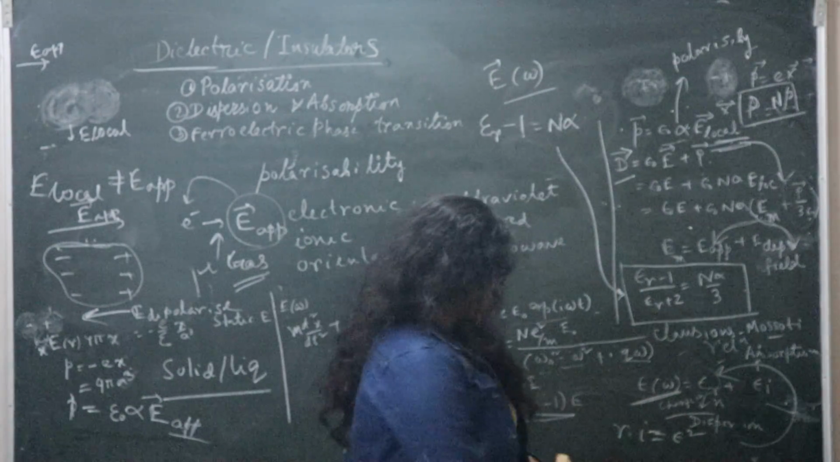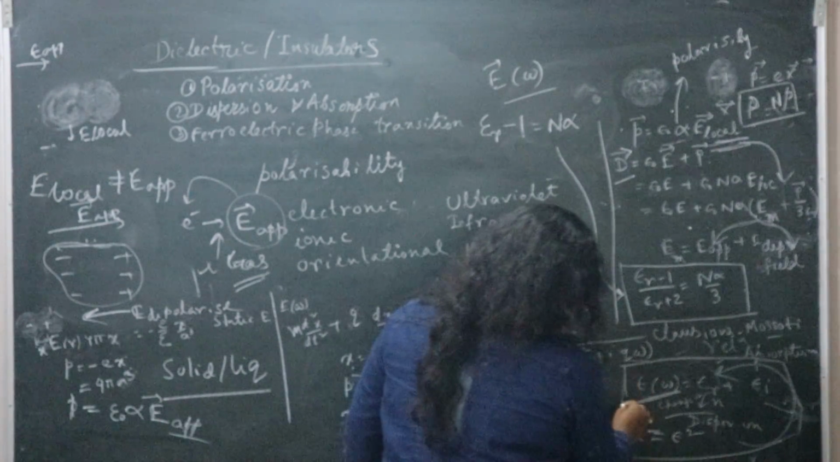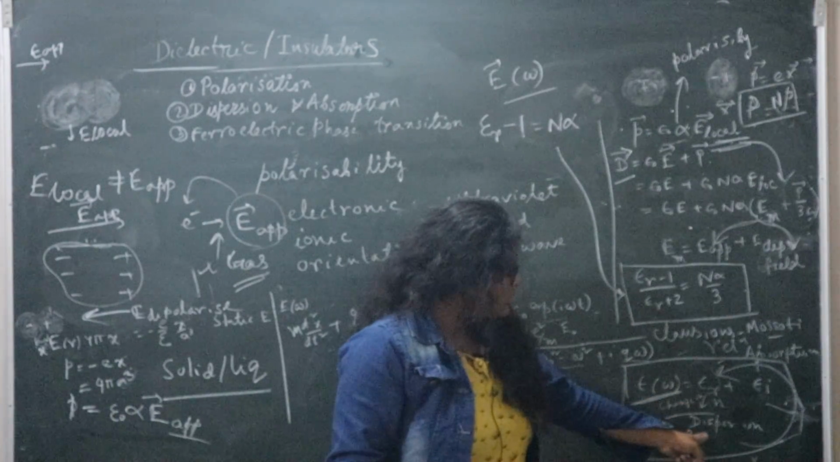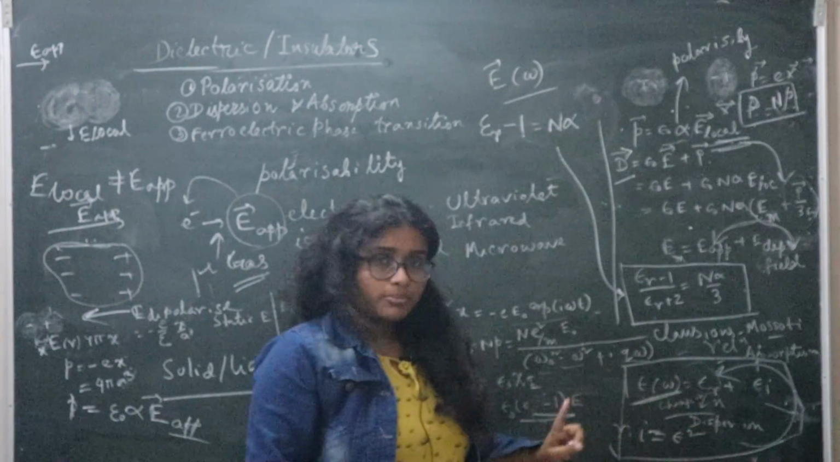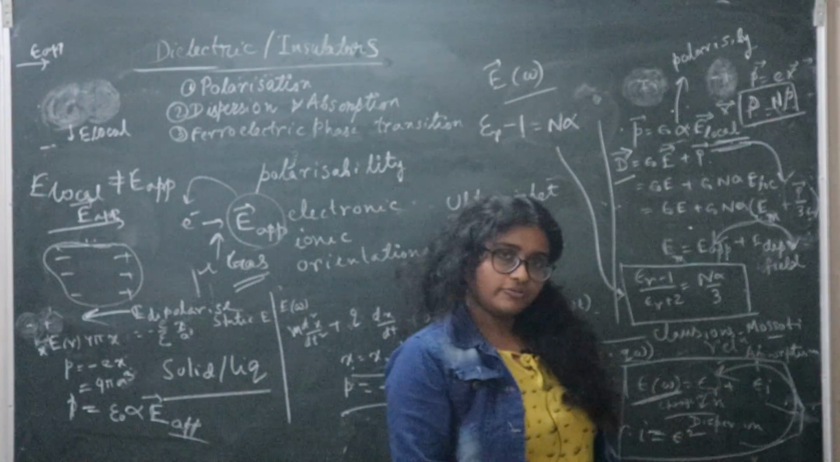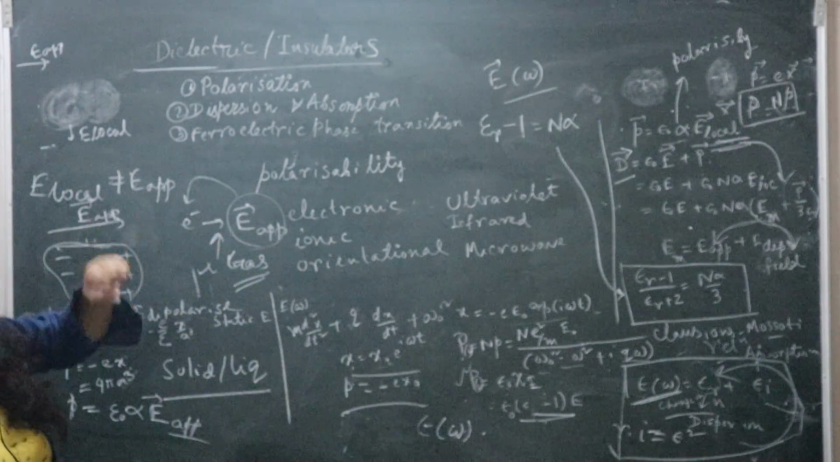So basically this is the physics of the dielectric constant: you get two parts, real and imaginary, where the real part gives you the physics of dispersion, and the imaginary part tells you the absorption or dissipation of energy. Now I am telling you another thing, that is atomic polarizability.